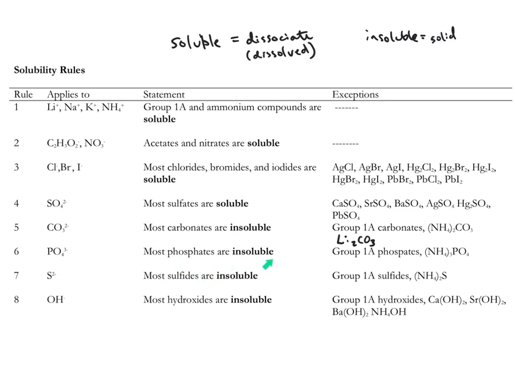Phosphates, most phosphates are insoluble. So they will generally form precipitates, except group 1A metals that are phosphates with them, and ammonium phosphate. So this would be like Na3PO4. That would be soluble. So remember the exceptions to this. These would be soluble over here.